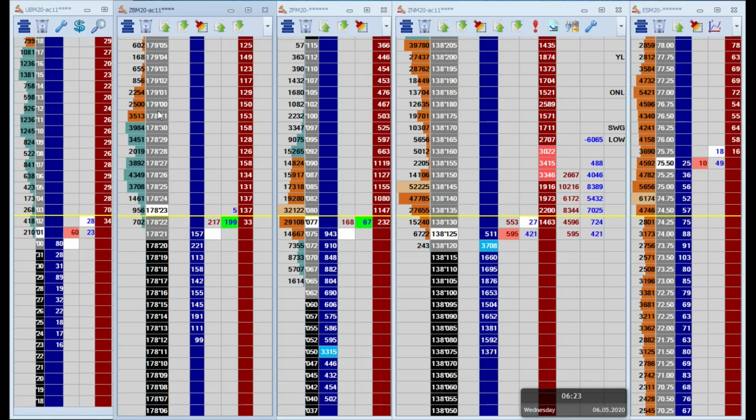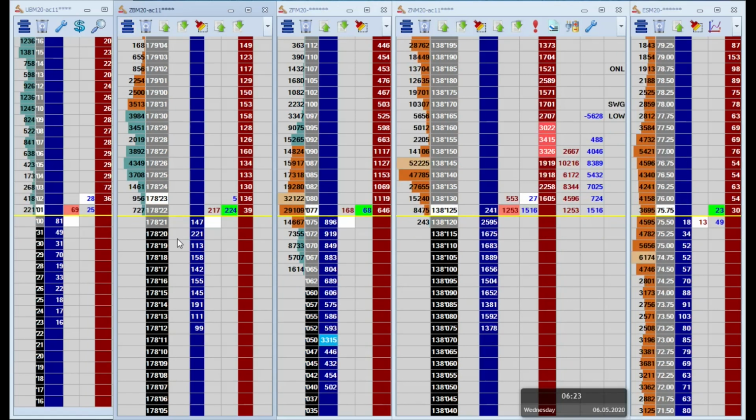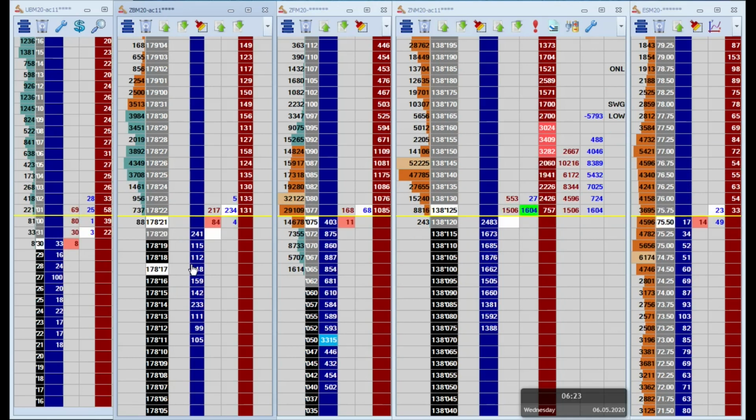This is just all trading on order flow using the DOM, or depth of market, or order books, whatever you want to call them, using futures products.